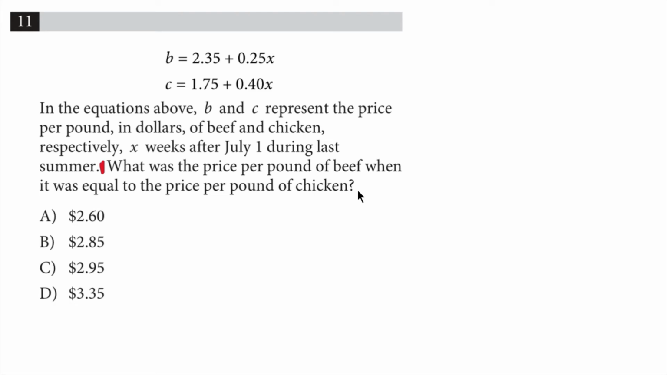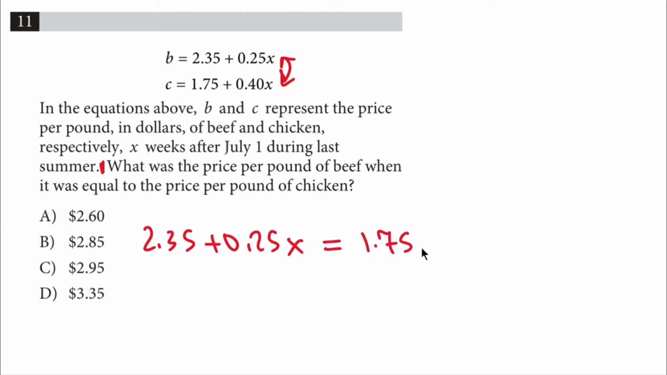Okay, so we need to understand what was the price of beef when it was equal to the price of chicken. Guys, in order to be able to solve this question, we need to equate these two, because we are interested in the case where those two are equal. So let's equate them. 2.35 plus 0.25x is equal to 1.75 plus 0.4x.